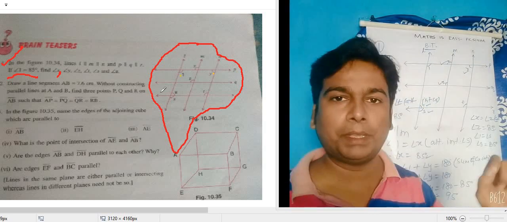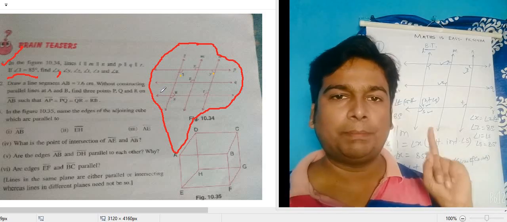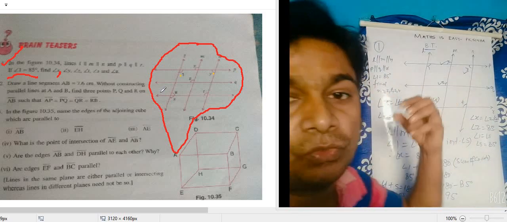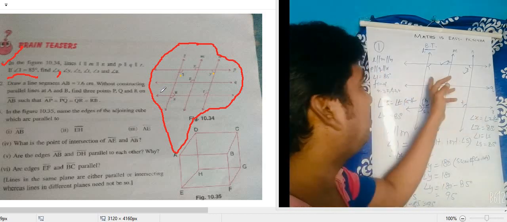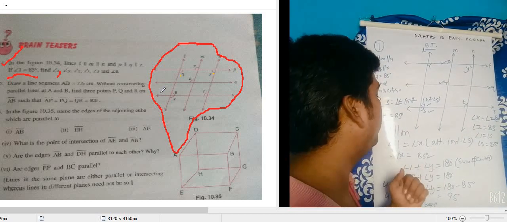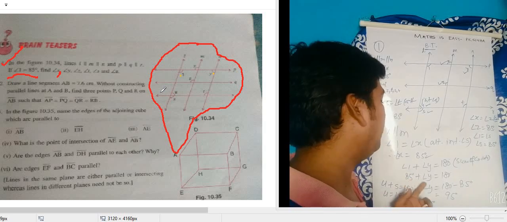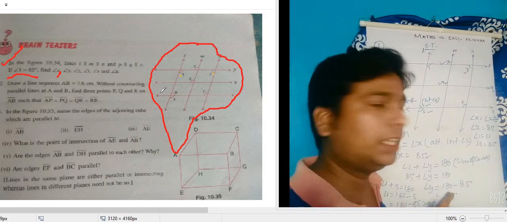Next, when we see 1 and Y, also L is parallel to M, and 1 and Y are forming a pair of co-interior angles. And the pair of co-interior angles, what is the property of parallel lines? The pair of co-interior angles is supplementary. So we will write 1 plus Y is equal to 180 degrees. The value of 1 is 85 degrees. From here we can get Y, which is equal to 95 degrees.